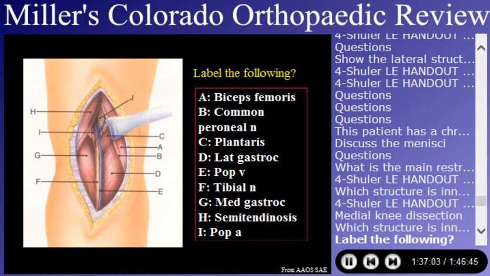Okay, so let's just label this diagram then. A, biceps femoris. B, common peroneal nerve. C, plantaris, and that's the key thing to know to get yourself the orientation. D is lateral gastroc. E, popliteal vein. F, tibial nerve. G, medial gastroc. H, semitendinosus. Okay, and don't forget semitendinosus lies on the semimembranosus.